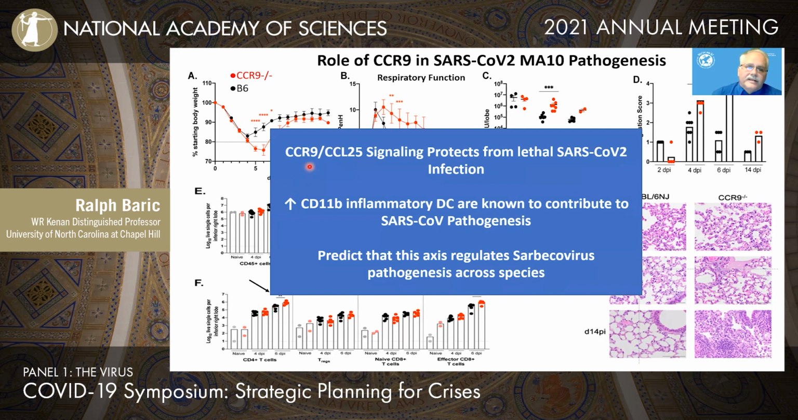So our data suggests that CCR9-CCL25 signaling protects from lethal SARS coronavirus 2 infection. If you knock it out, you see increased numbers of inflammatory DCs, which are known to contribute to SARS coronavirus pathogenesis. This was work done by Stan Perlman. And it predicts this axis actually regulates pathogenesis of coronaviruses, SARS coronaviruses across species.